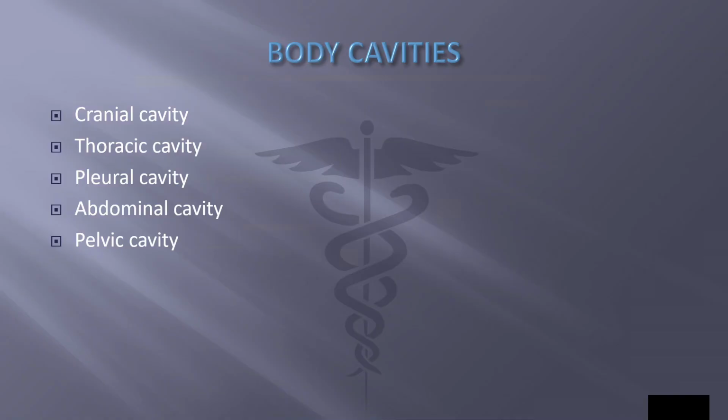So number 1, which on figure 2.2 is in the upper right-hand corner, we have the cranial cavity. This is located in the head and surrounded by the skull. Remember that cranio means skull. The cranial cavity contains the brain and other organs, such as the pituitary gland, which is an endocrine gland located below the brain.